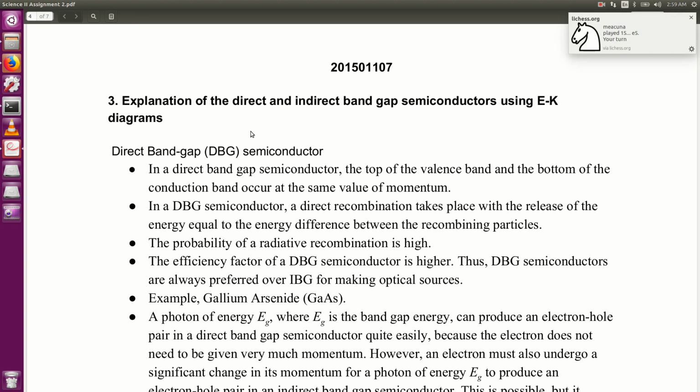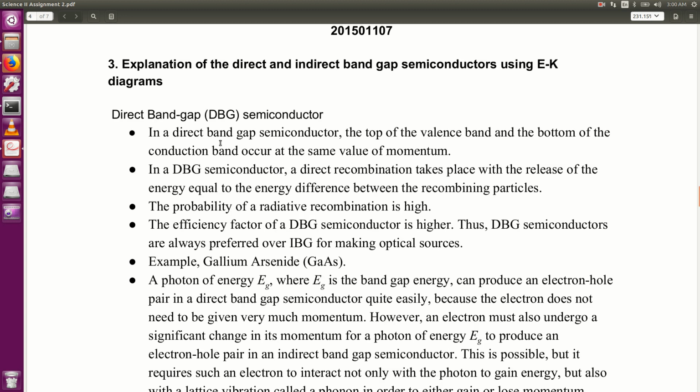In a direct bandgap semiconductor, a direct recombination takes place with the release of energy equal to the energy difference between the recombining particles. The probability of a radiative recombination is also very high. The efficiency factor of a DBG semiconductor is higher. Thus, DBG semiconductors are always preferred over indirect bandgap semiconductors for making optical sources. Examples of direct bandgap semiconductors are gallium arsenide, etc.